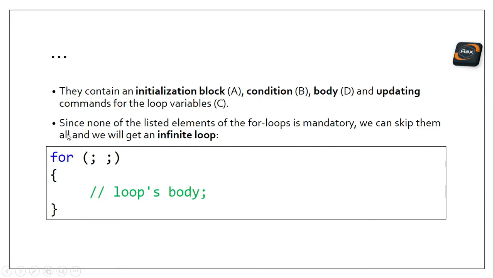For loop can also be an infinite loop. The reason why it can be an infinite loop is the three elements of for loop: the initial block, the loop condition, and the updating block are optional. It is not mandatory to put the initialization block, the condition block, and the updating block. That's why it's called infinite loop if you put for loop this way. So it executes the loop body infinitely.